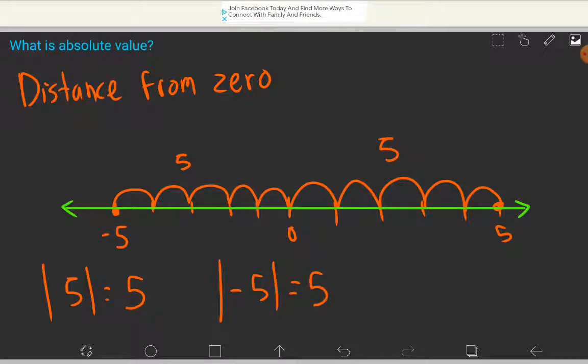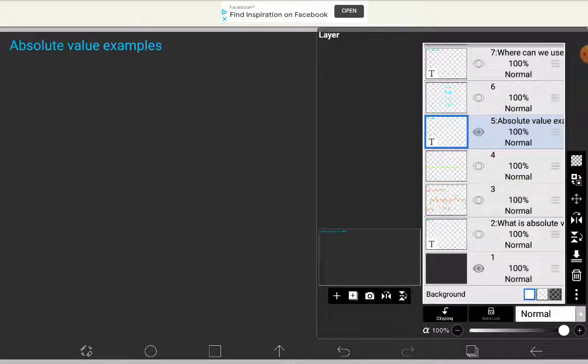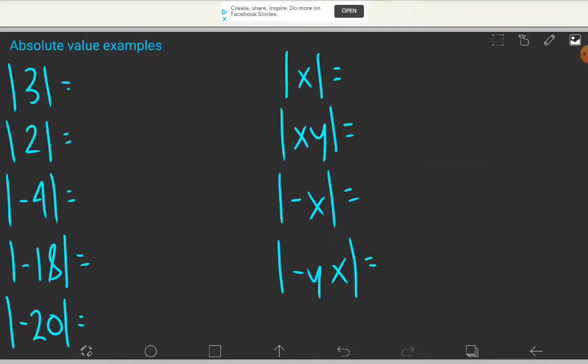So now that we explained what absolute value is, we can try some easy examples. Go here. So I recommend you pause the video for a moment and solve these on your own. So I'm assuming you paused the video, and now let's go over them.